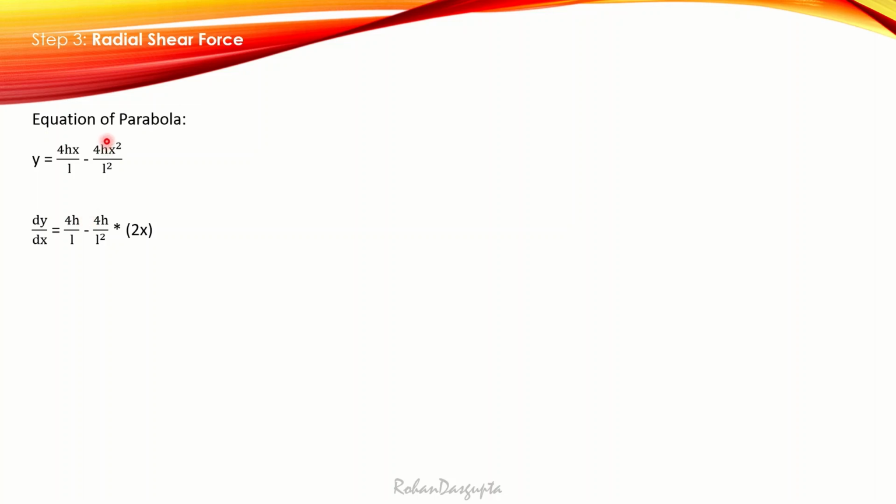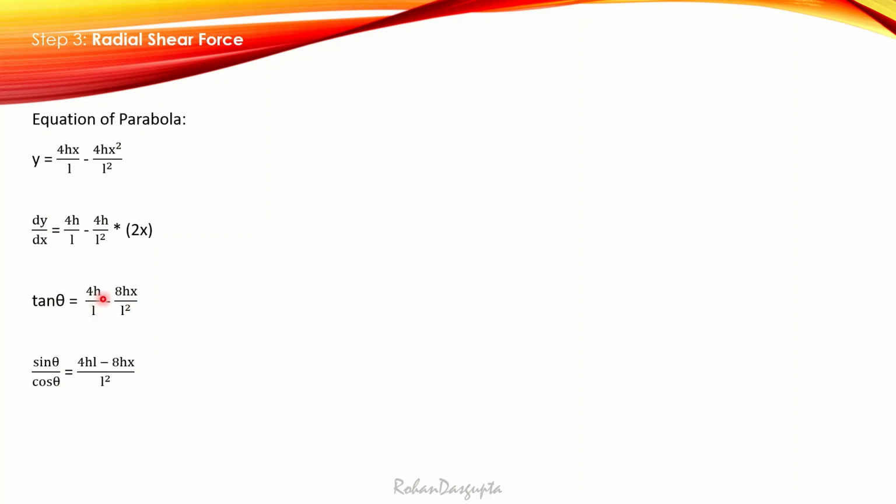Again in the second term, you see 4h by L square is constant. So 4h by L square is as it is, and d by dx of x square is equal to 2x. So this is multiplied by 2x. So now again we know dy by dx is nothing but the slope, that is tan theta. And just by simplifying this, I get 4h by L minus 8h by L square, right? And again we know tan theta is equal to sine theta by cos theta, right? And here what I want to do is keep the denominator the same, so I am keeping it as L square.